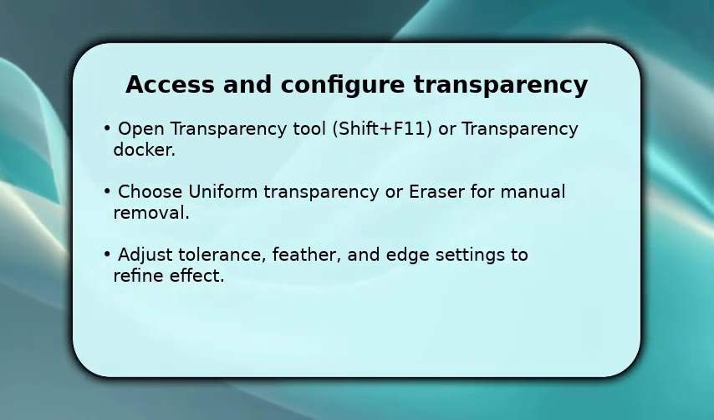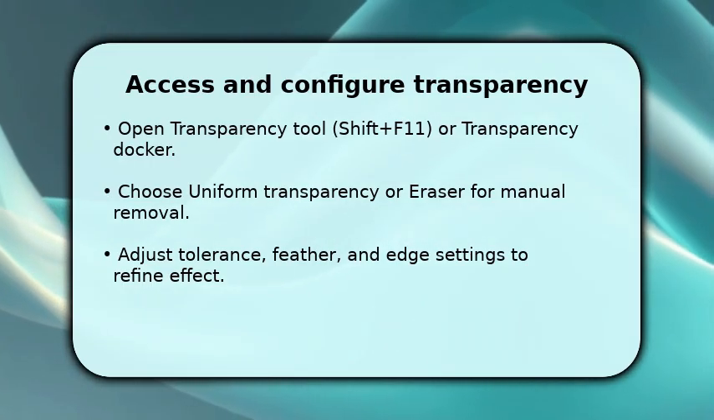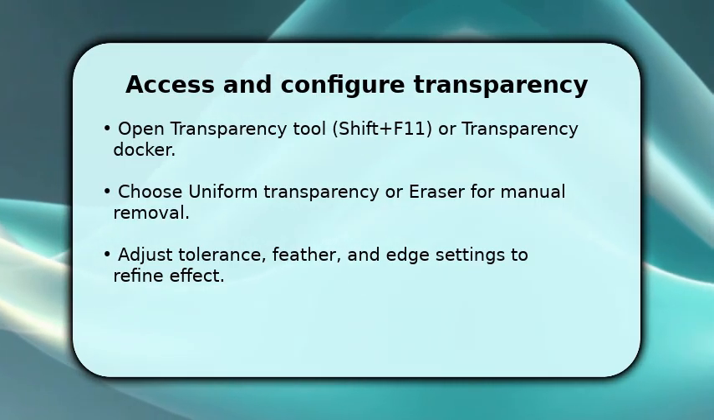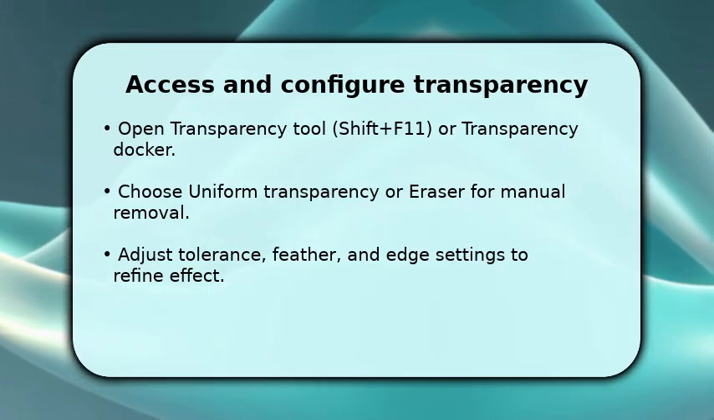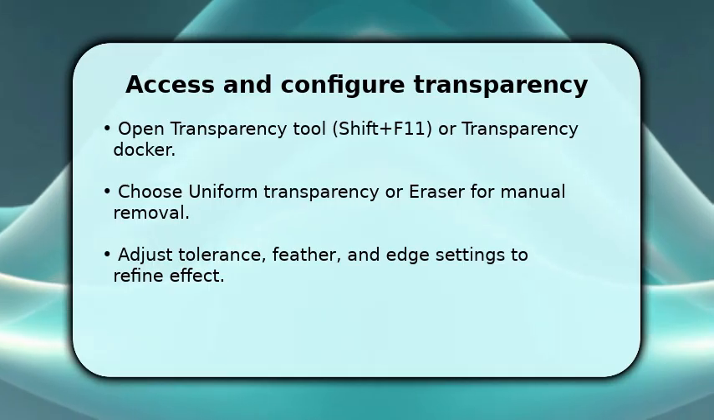For more complex edges, use the eraser or a mask and increase feathering to soften edges. As you adjust tolerance, you control how close a color match must be to become transparent. Lower tolerance preserves similar hues. Higher tolerance removes a broader range.